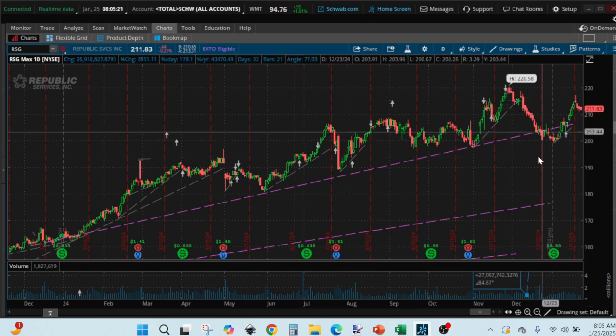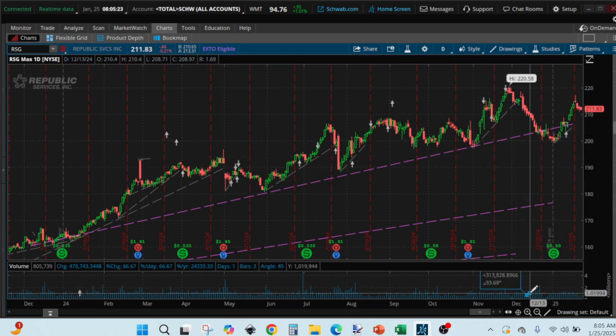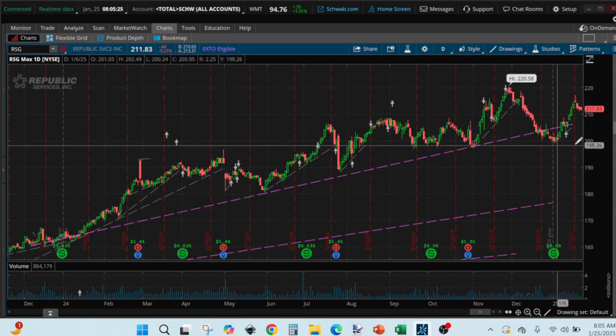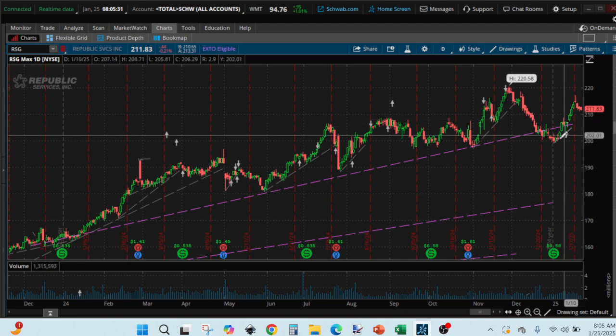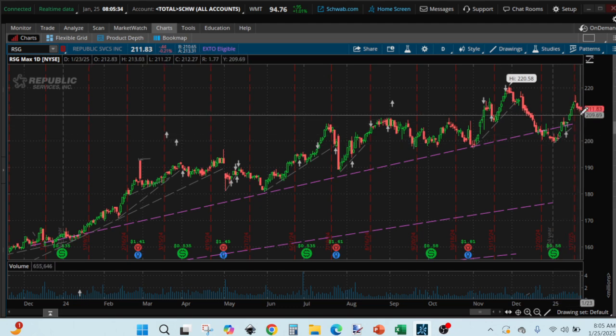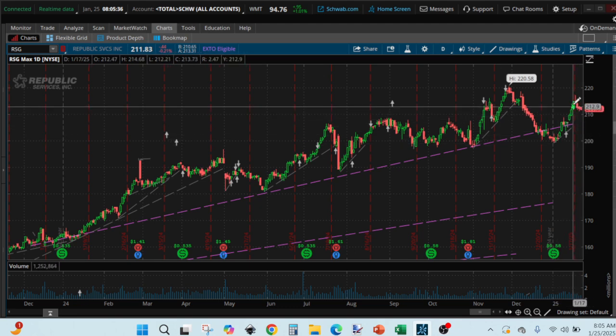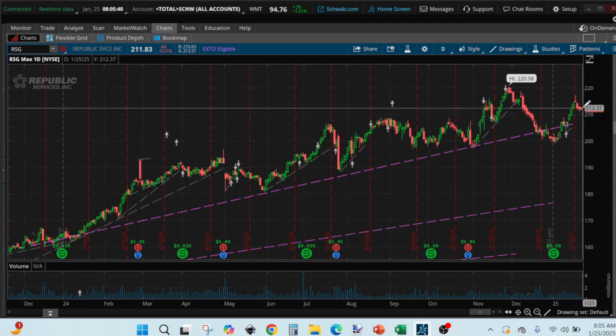If you are interested in RSG and you like to buy it, it's not too late to get in, because the next green bar will be a good entry point. You see it went up and pulled back, so when it pulled back, it just came closer to your trend line. The next green bar, the sign that this pullback ended, could be an entry point for you.